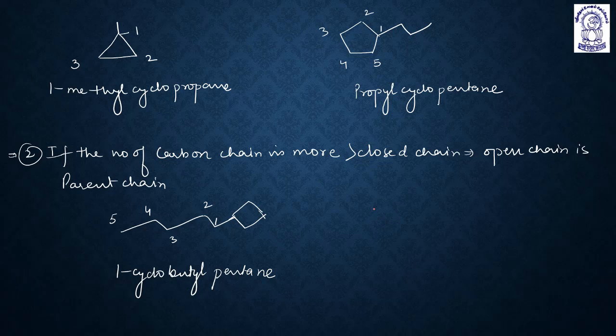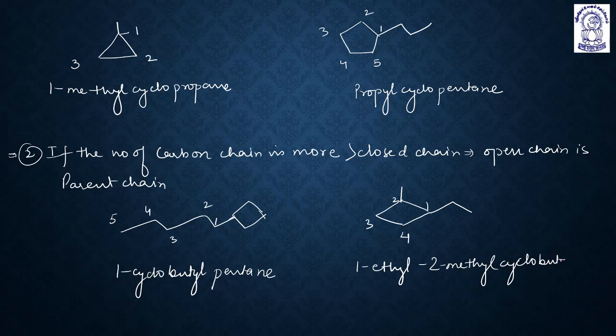Here the closed chain has more carbon atoms. So it is 1-ethyl-2-methylcyclobutane.